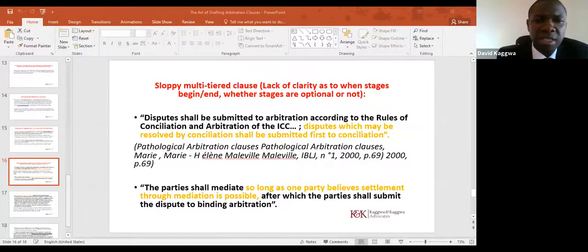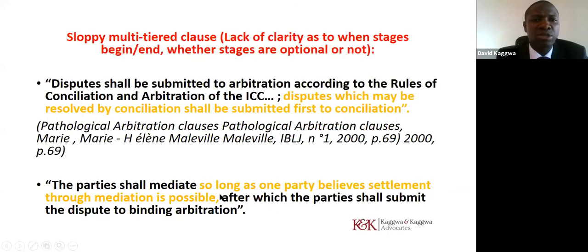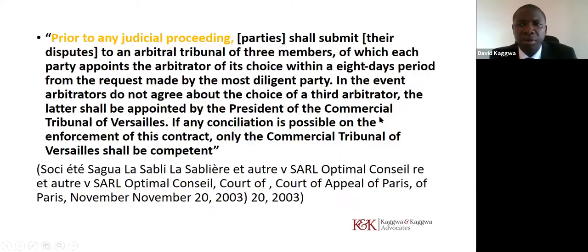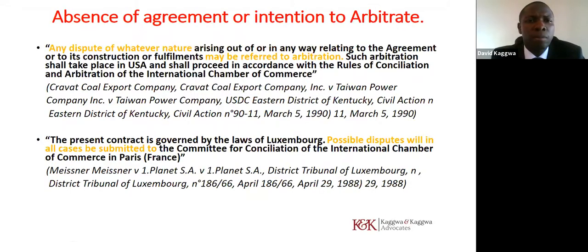Basically, I'm going to share a few examples of what a pathological clause is, but basically it's a clause which is defective. Defective in a sense that a party can actually run away from arbitration on the basis that the arbitrator has no jurisdiction. So one of the examples that I would give is, for example, this is one of the examples.